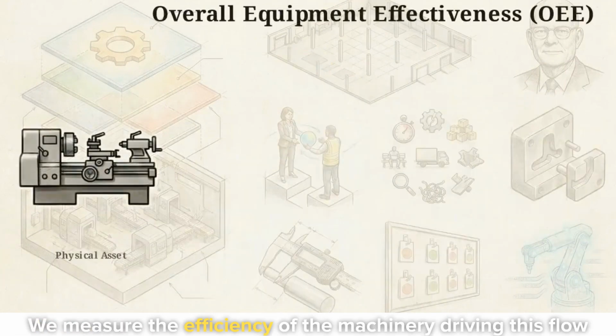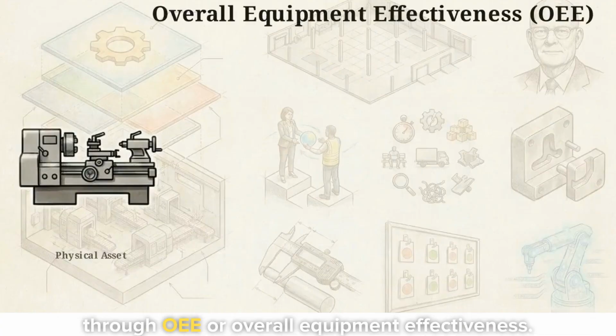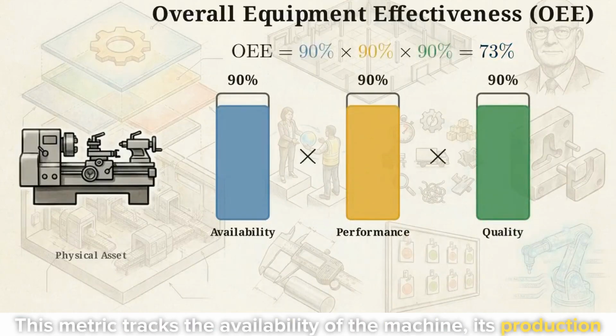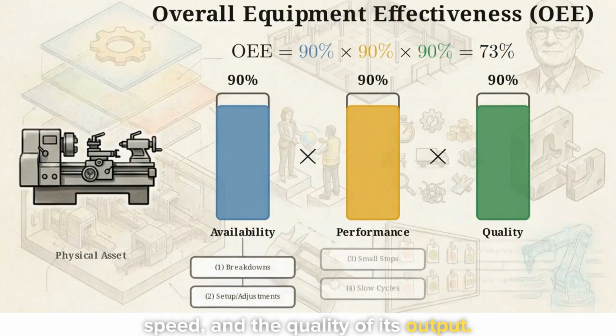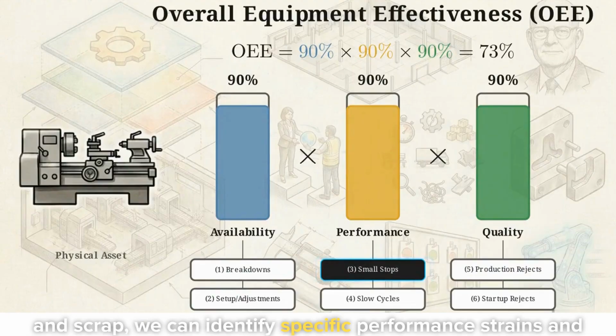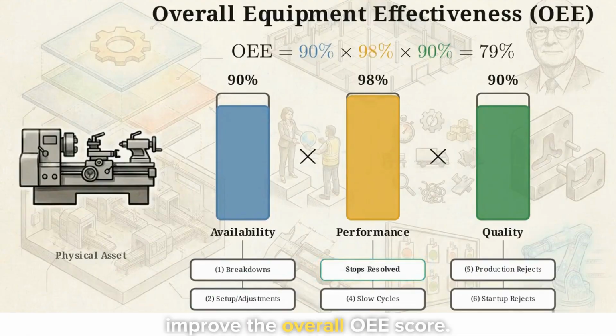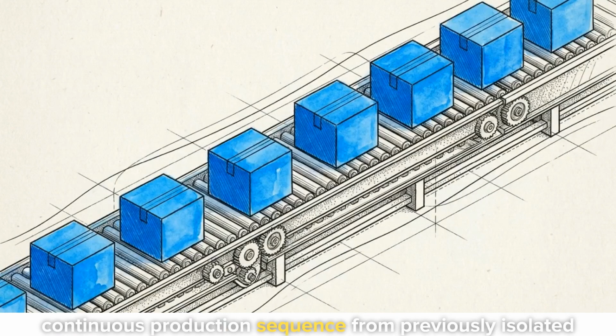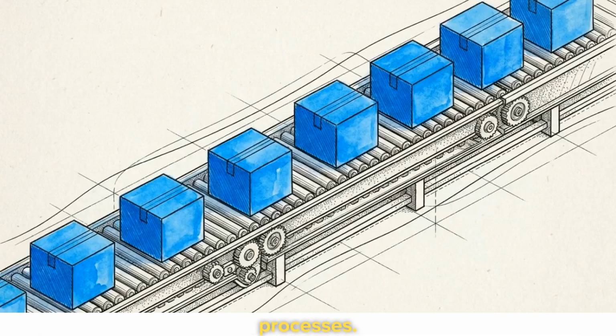We measure the efficiency of the machinery driving this flow through OEE, or overall equipment effectiveness. This metric tracks the availability of the machine, its production speed, and the quality of its output. By tracking the 6 big losses, such as breakdowns, minor stops, and scrap, we can identify specific performance drains and improve the overall OEE score. Integrating these tactical flow tools creates a predictable, continuous production sequence from previously isolated processes.